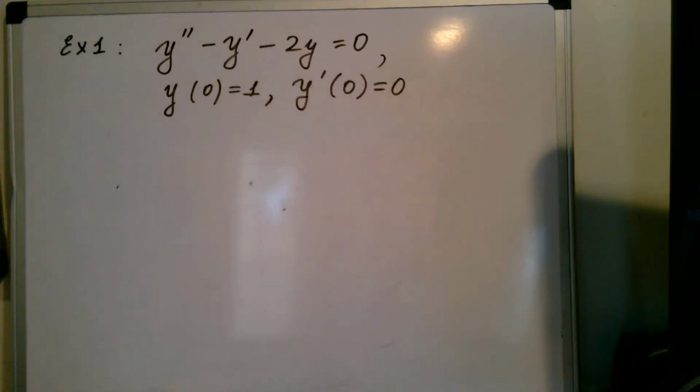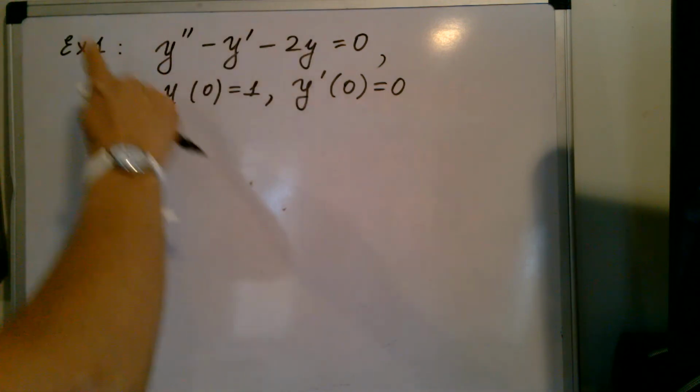Okay, here we have an initial value problem: y second derivative minus y prime minus 2y equals 0, y of 0 equals 1, and y prime of 0 equals 0. It's super easy to solve using the characteristic equation, but we will use the Laplace transform to show how the Laplace transform works. So I'll start by applying the Laplace transform to this equation.